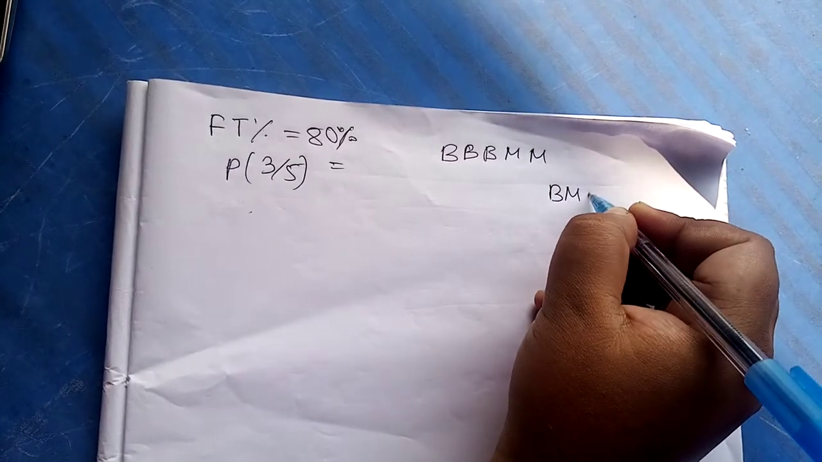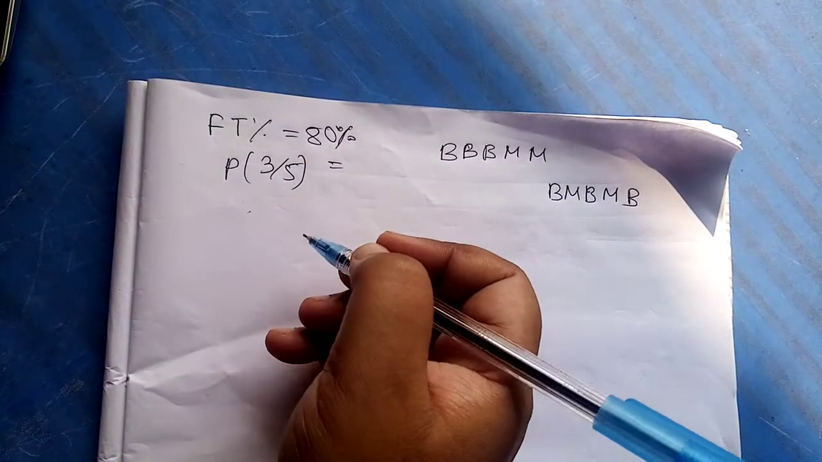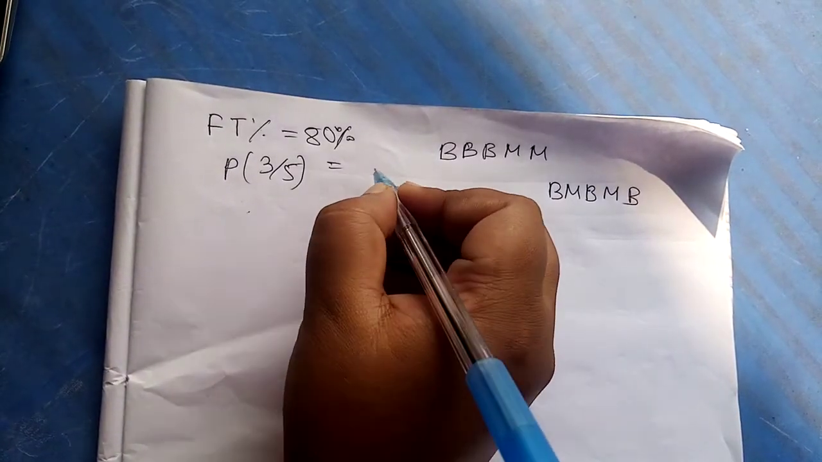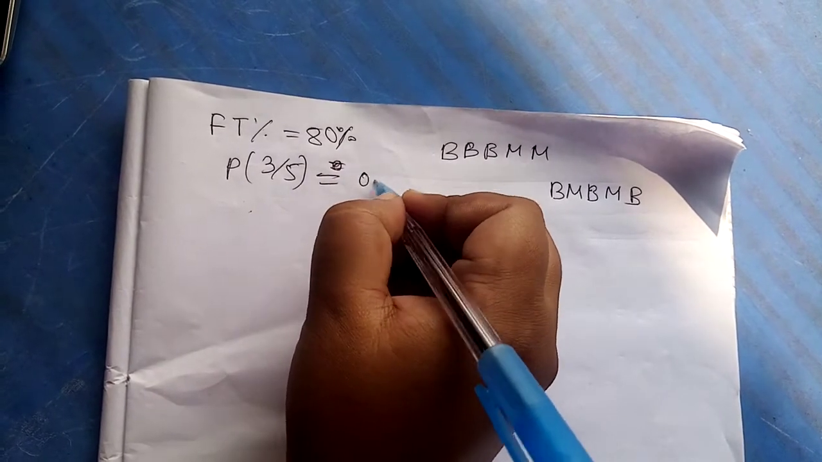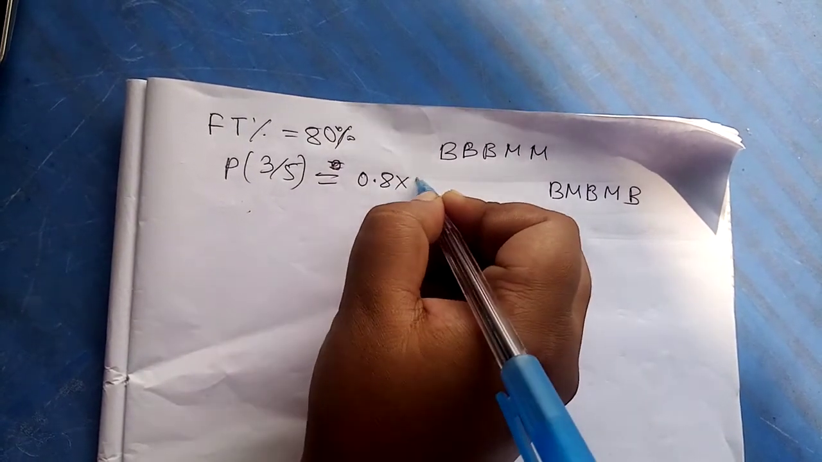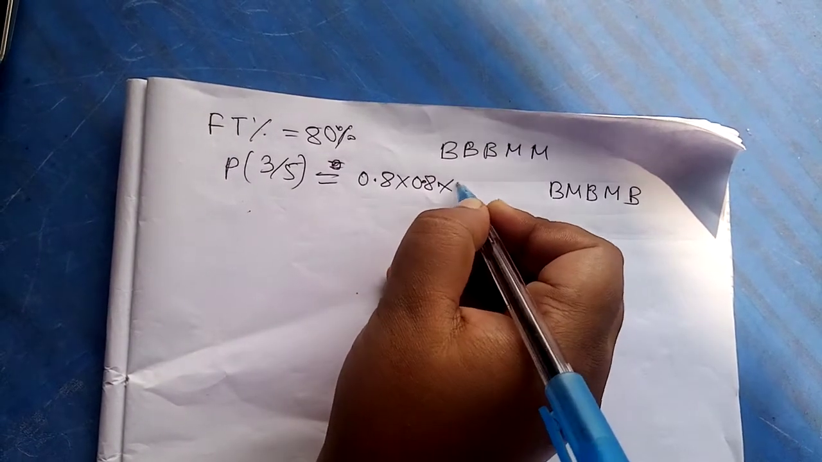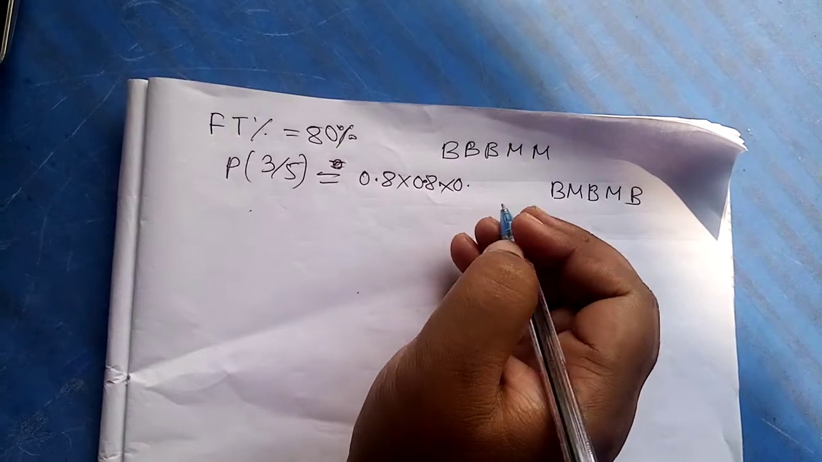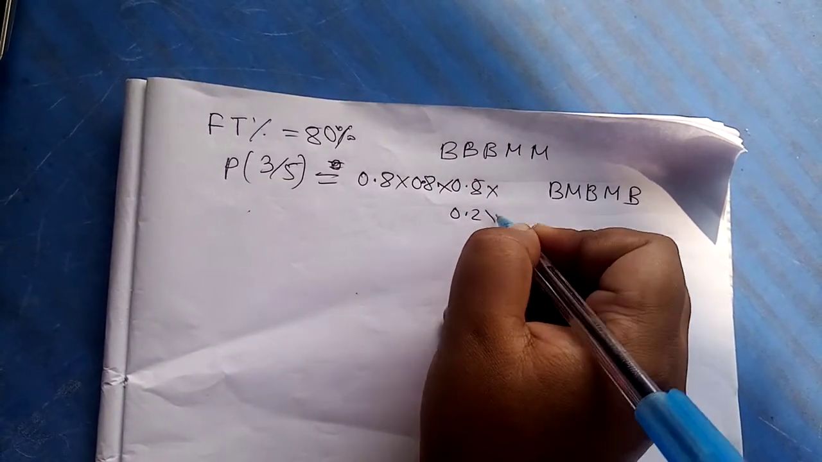Well, I have an 80% chance of making this first basket, times 80%, times 80%. And then what's my probability of missing? Well, that's 20%, right? Times 0.2 times 0.2. So this equals 0.8 to the third power times 0.2 squared.